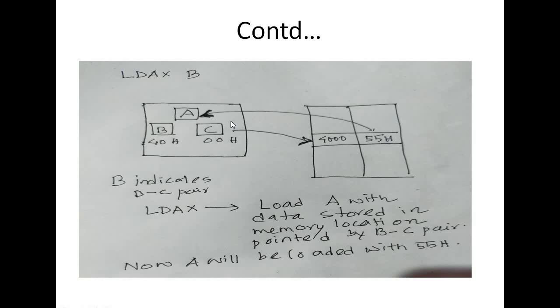So this is how this memory instruction functions. Understood? So what does LDAX B mean? Again I am repeating, LDAX B means load the data of the memory location pointed by the BC pair. Why the BC pair? Because X is mentioned, so B will indicate the register pair BC. So load the data of the memory location pointed by the BC pair into the accumulator. Okay, understood?